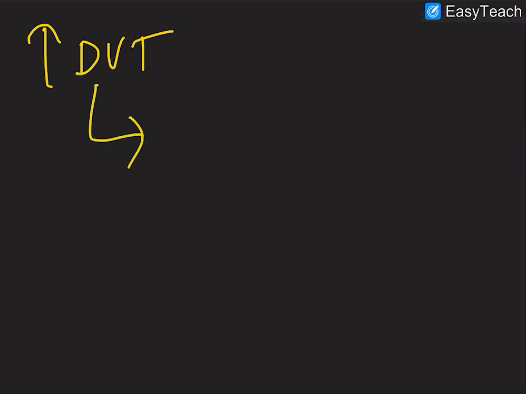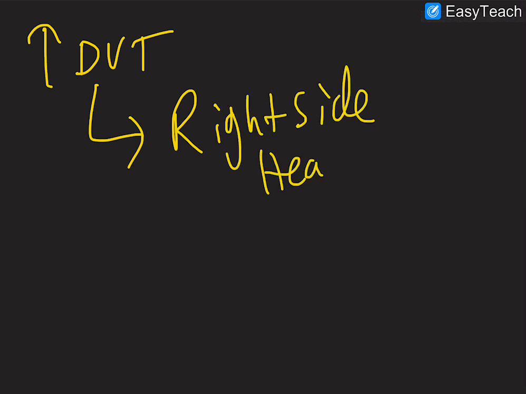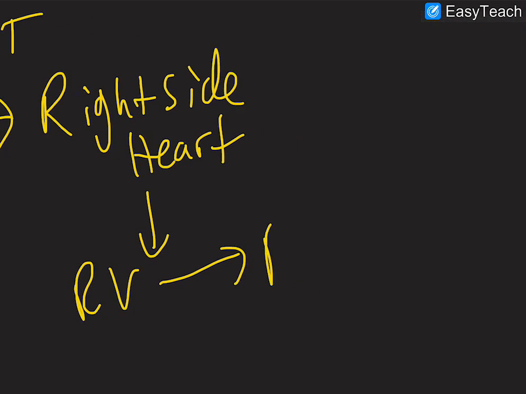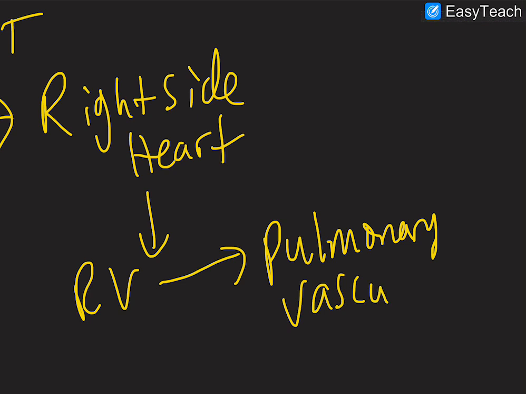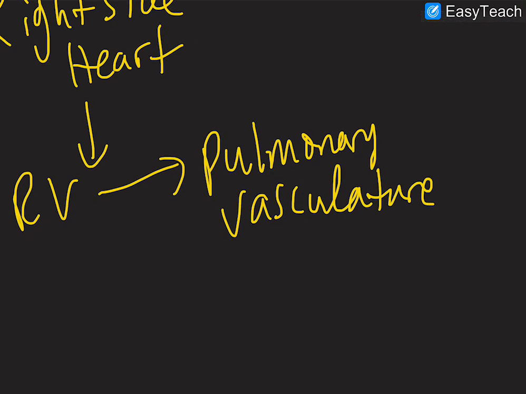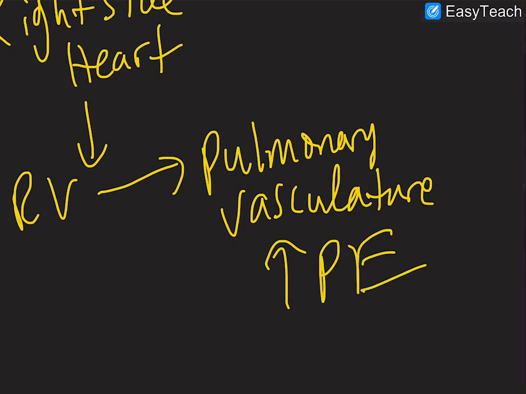If this clot breaks off, goes to the right side of your heart, and then from your right ventricle, it goes to your pulmonary vasculature, then you can expect an increased risk of pulmonary embolism, right?